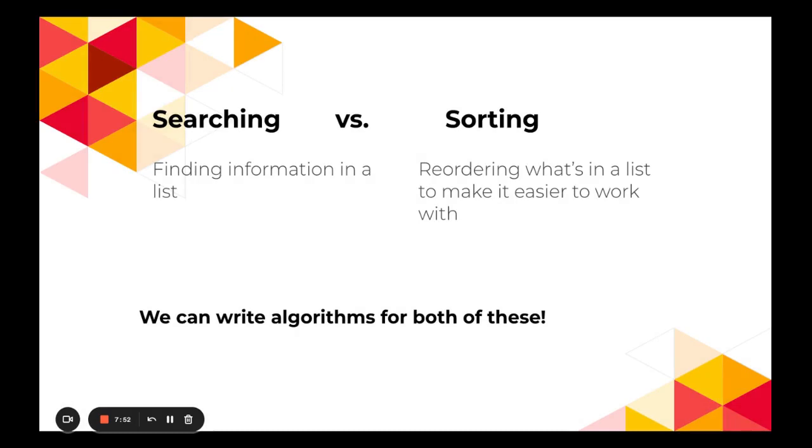So this section's about searching versus sorting. Searching is finding information in our list. I want to know, does the element milk appear on my grocery list? Sorting is reordering it to make it easier to work with. Maybe I want to sort my grocery list based on where it is in the grocery store. We can write algorithms for both of these.